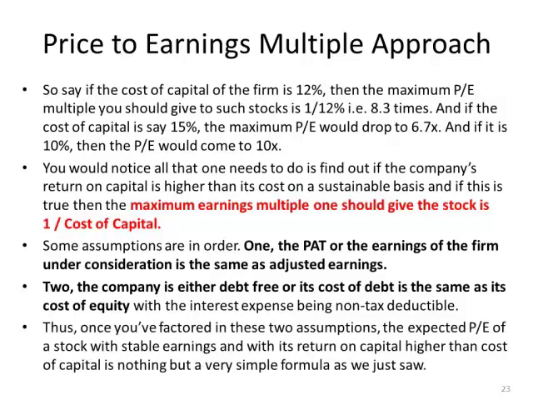And once we factored in these two assumptions, the expected PE of a stock with stable earnings and a return on capital higher than the cost of capital is the same simple formula that we've already seen, right? The expected PE would just be 1 divided by the cost of capital. So here you can nicely see how the PE ratio is really just an extension of the earnings power value method with a couple of additional assumptions. Price to earnings multiple approach.